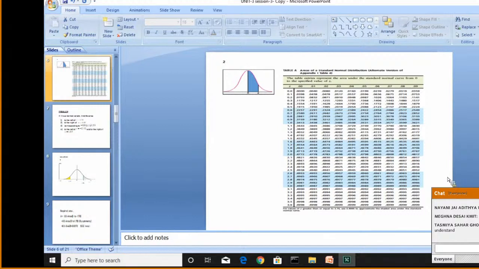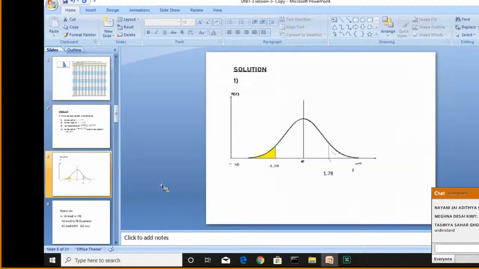0.0375 answer maybe. Now I will take that once again. You see, I want all of you to listen. One thing, if it is clear, you can do all problems. Minus infinity to minus 1.78 area I need. But in our table, they are calculating the value with positive only, not with negative.